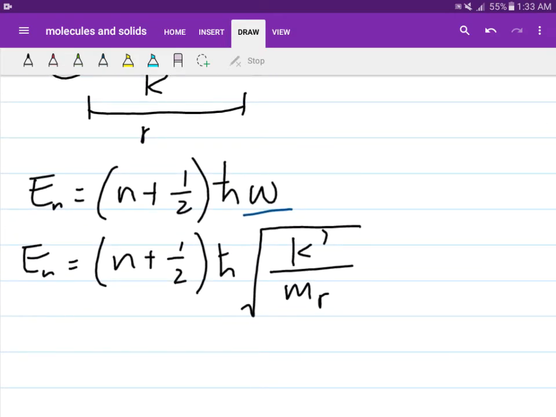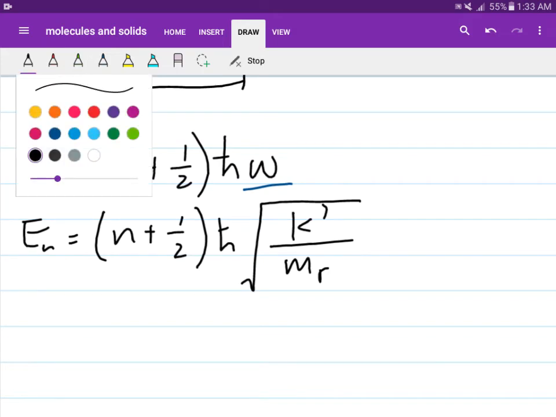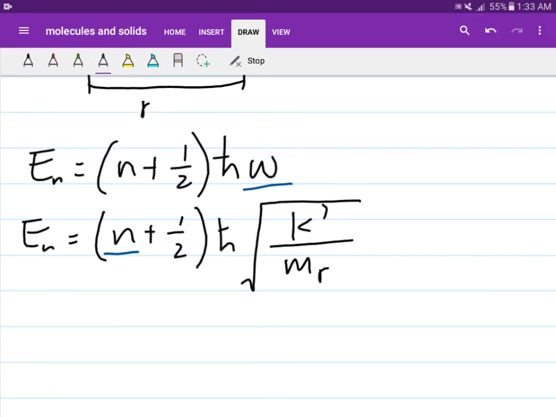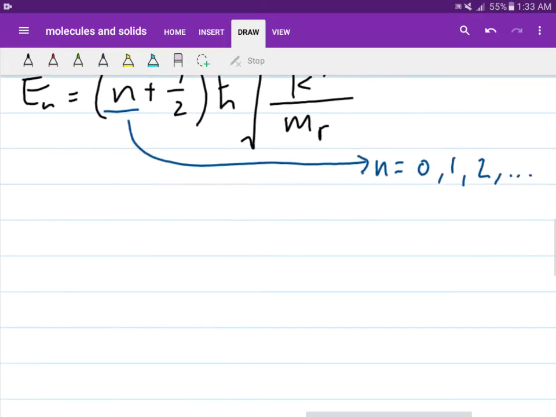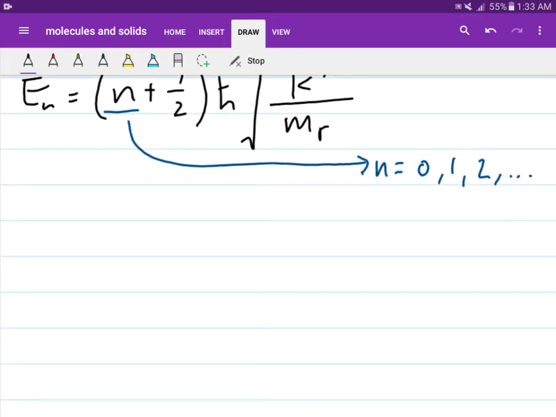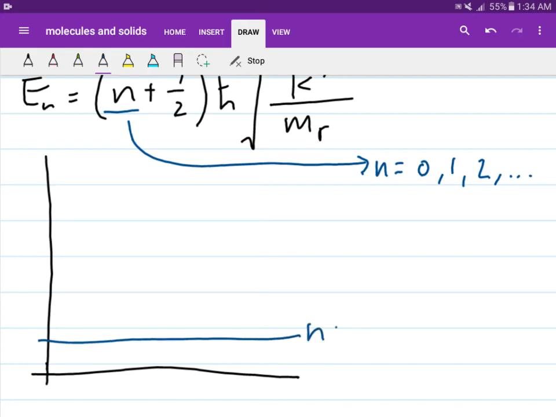So let's try to see what this means. We see another variable that quantizes this vibrational energy. So n ranges from 0, 1, 2, and so on. So if we try to solve for n equals 0, we would see that E sub n will be 1/2 h bar omega.